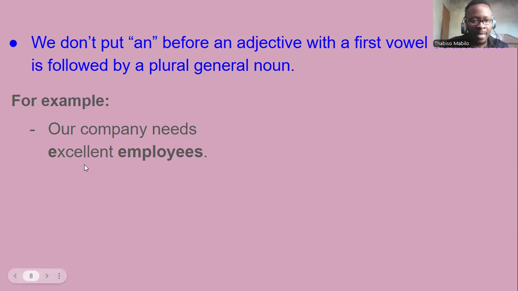Okay, so you can see the adjective "excellent" starts with a vowel sound. But we don't put the article "an." Why? Because the noun after the adjective is in plural. It's not singular. It's two or more, right? So that's why we don't put an article "an." So this sentence is correct.